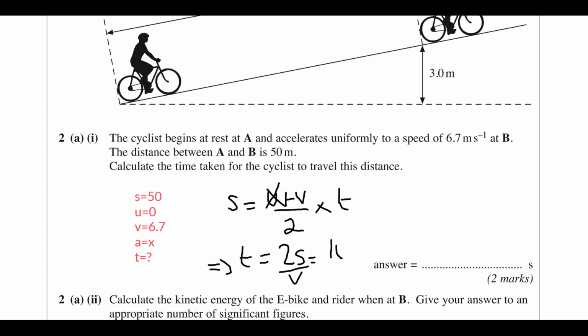So that's 100 over 6.7, which will be, I think, like 15, or it looks like 14.925, and so on. So that's 15 seconds to 2 sig figs there.